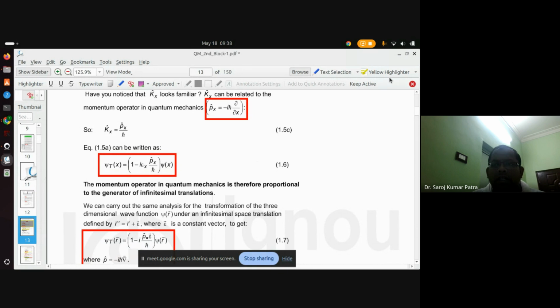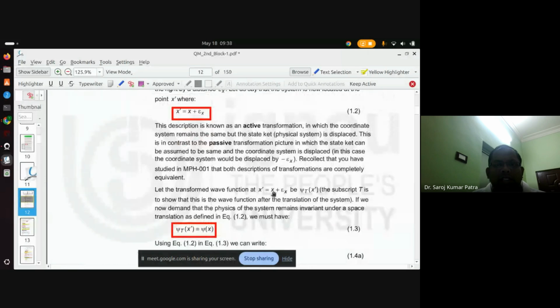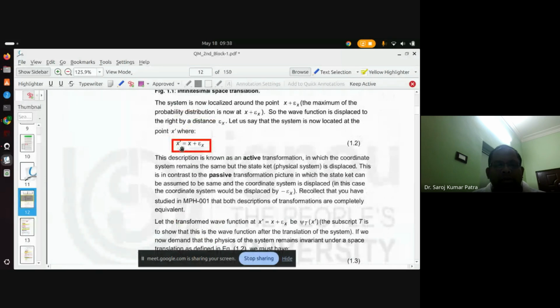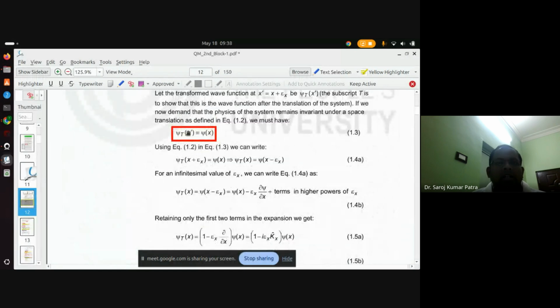Is this part clear? It is the momentum operator for which we are actually getting this translation from x prime equal to x plus epsilon x, with the condition that psi transformed at x prime must be equal to psi of x.